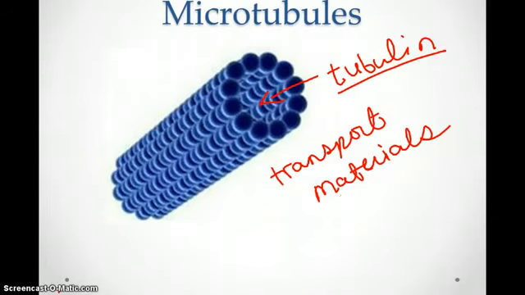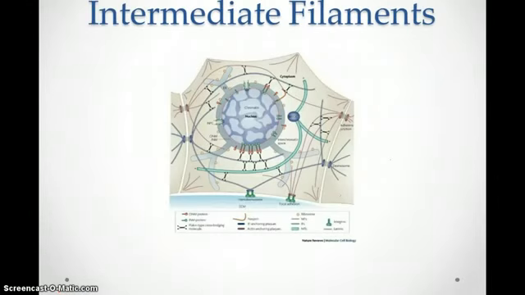They are very thick. They're not thick in terms of macro size, they're thick in terms of micro, so they're pretty thick for the size of a cell. And again, they are made of tubulin protein, and they serve as transportation. They serve as a passageway. So that's microtubules. And the third part that makes up the cytoskeleton is intermediate filament.